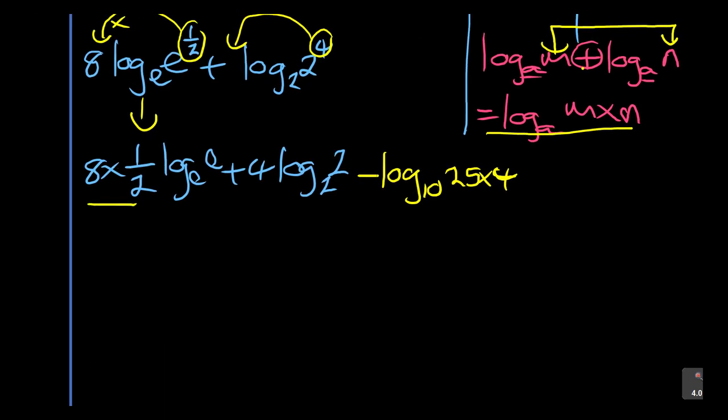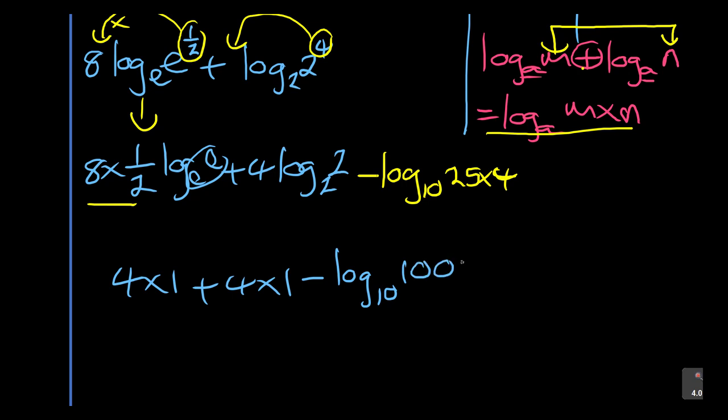Here, 8 times half. It's 4. Now, log E, we say it is times 1. Plus 4 log 2 times 1 minus. Come back again. 25 times 4. It's log base 10. 25 times 4 is 100. Voilà. You see now where it's going. You come back and say, okay, it's fine. Let's continue. 4 plus 4 is 8 minus log base 10. And you know what is 100? 100 is 10 to the power of 2.